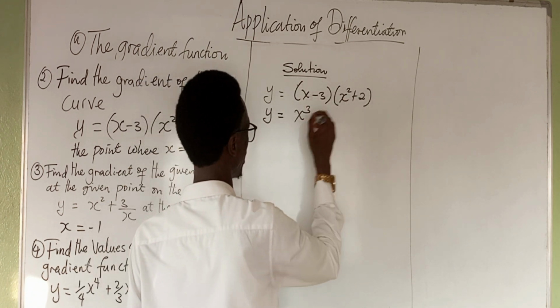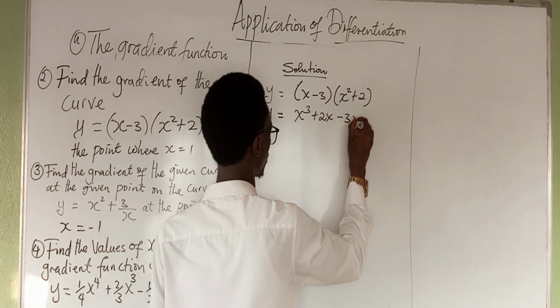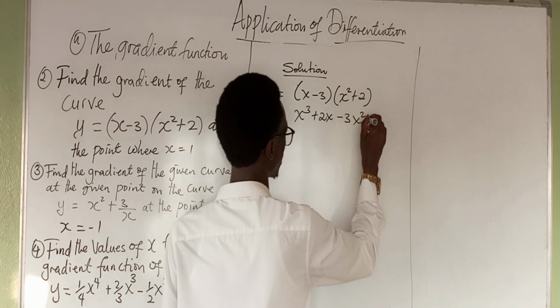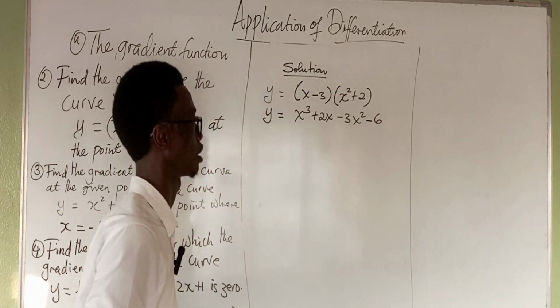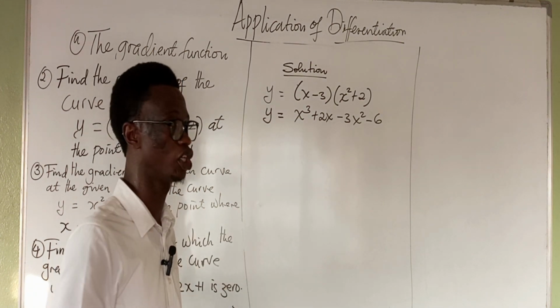Okay, this multiplied by this gives you 2x. This multiplied by this gives you minus 3x squared. And this multiplied by this gives you minus 6. Okay, so now you have the terms. You differentiate each of them.